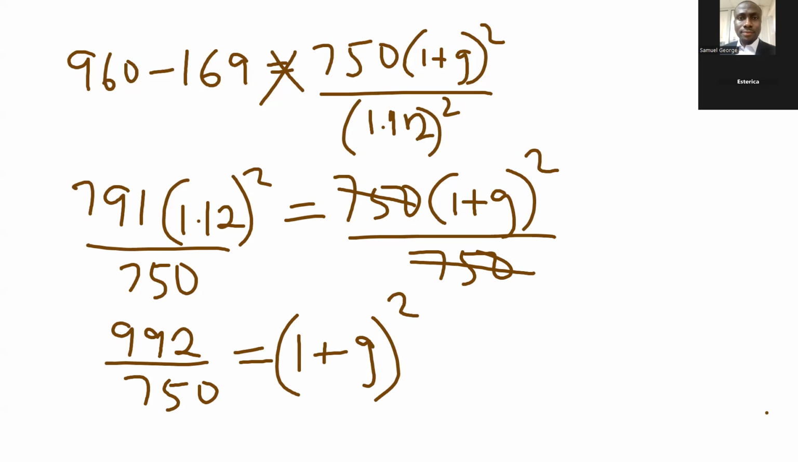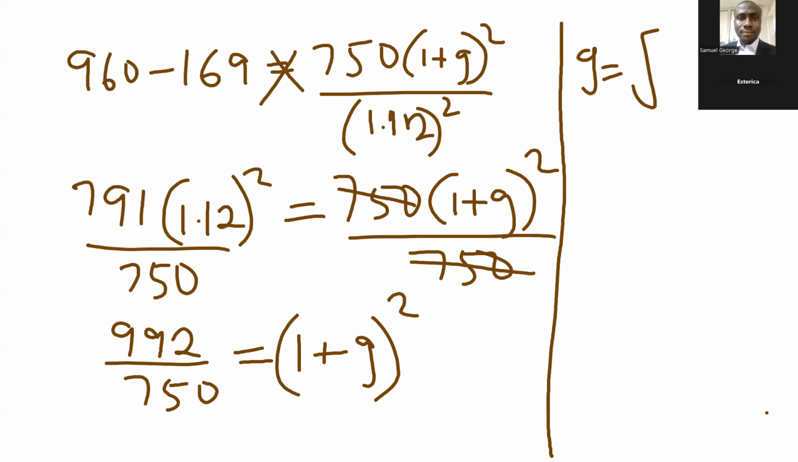Let me demarcate this page into 2. So from here, what am I going to have? The 1 will cross to the other side and become -1, and the raised to power 2 will also cross to the other side and become root of 992 divided by 750. So therefore, G will now be equal to root of 992 divided by 750, then -1.